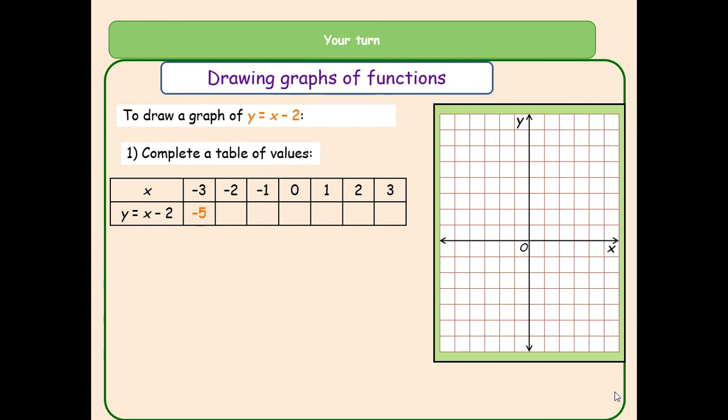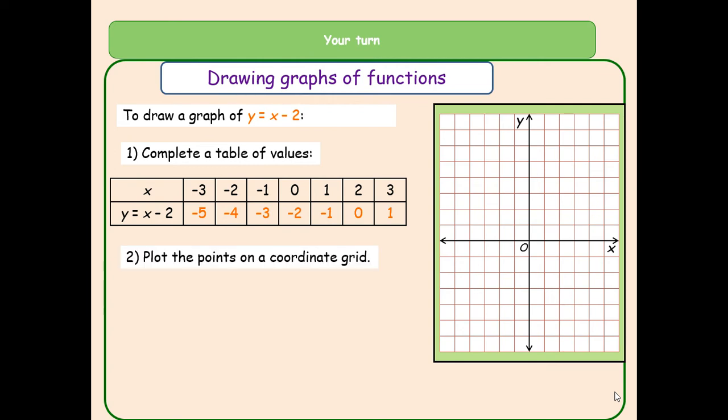Guys, you need to know how to do your negatives. When you're subtracting from negative numbers, it becomes a bigger negative number. So -2 subtract 2 would be -4. -1 subtract 2 would be -3. 0 minus 2 is -2. 1 minus 2, so 1 take away 2, is -1. 2 take away 2 is 0. 3 take away 2 is 1. And there you go. Now you've got your coordinates, don't you?